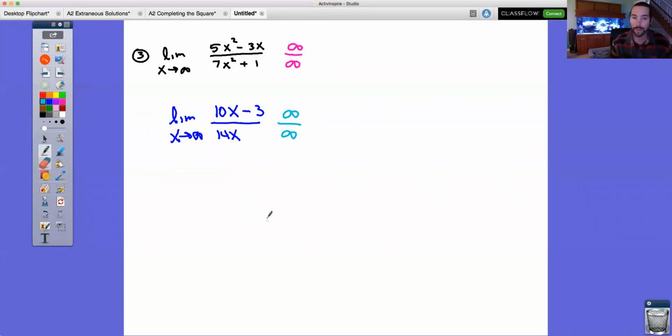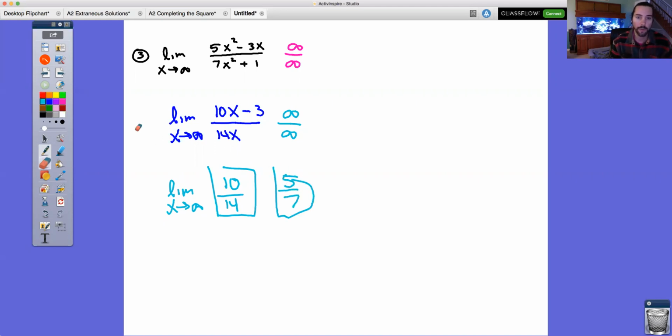Check this out. I can do L'Hopital's again. Now I'm just going to do one more time. The derivative of 10x minus 3 is 10. The derivative of 14x is 14. Now plug in. There's no x's to plug in, so the limit is 10/14, which obviously you would reduce to 5 over 7. So the limit as x goes to infinity of 5x squared minus 3x over 7x squared plus 1 is 5 over 7, using L'Hopital's rule.